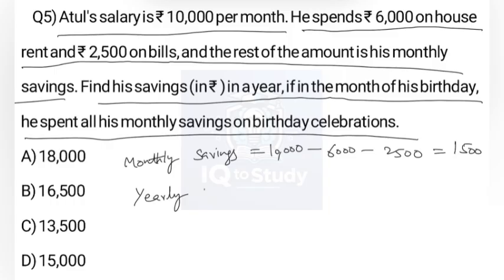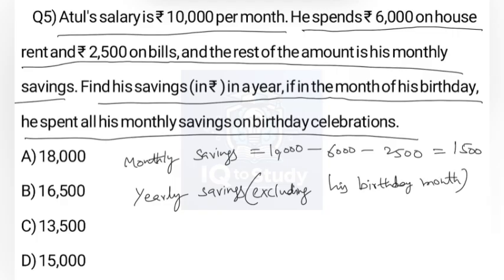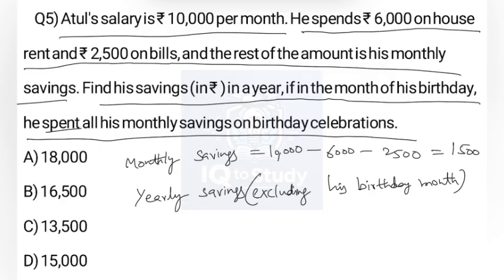And now we have to find yearly savings excluding his birthday month, because in his birthday month he spent all the savings. So if 1 month is excluded, then the remaining months will be 12 minus 1, which is 11. So yearly savings is equal to 1,500 into 11, which is equal to 16,500 rupees.